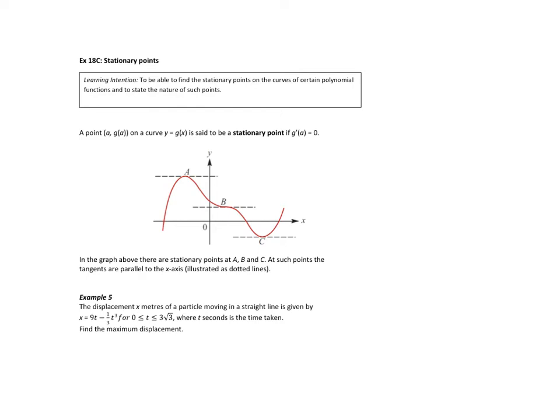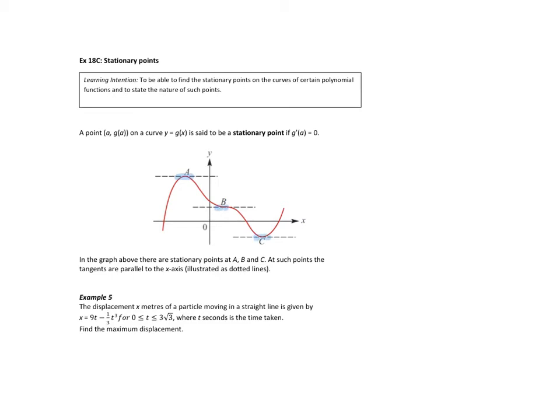Another application of our derivative is really finding our gradient everywhere. We know that the derivative is the gradient. And so if we think about what we call stationary points, or what we used to call turning points, stationary points occur whenever the derivative or the gradient is zero. Okay, so here the gradient is zero, the gradient is zero, the gradient is zero.